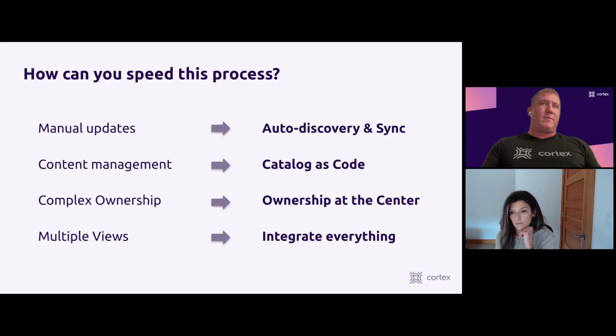How do we then turn around and treat this catalog as code? Can we work on a GitOps type model? Can we keep change management in mind as we work through this stuff? How do we take ownership and make it a central concept? Because all of this information, as good as it may be, means absolutely nothing if you don't know who's responsible. And at the end of the day, we want to integrate everything.